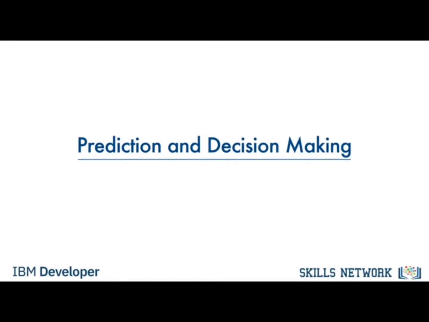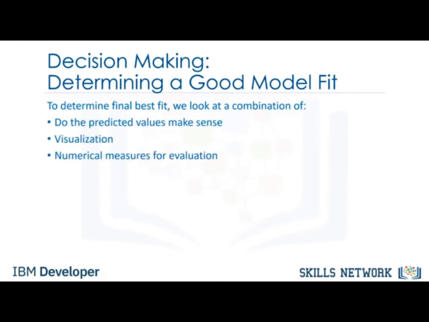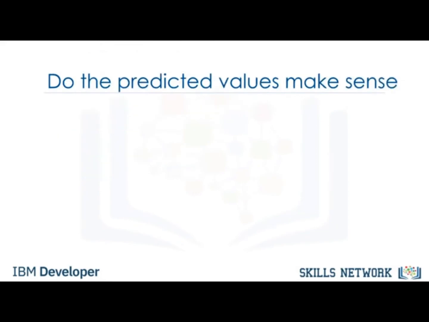In this video, our final topic will be on prediction and decision making. How can we determine if our model is correct? The first thing you should do is make sure your model results make sense. You should always use visualization, numerical measures for evaluation, and comparing between different models. Let's look at an example of prediction.